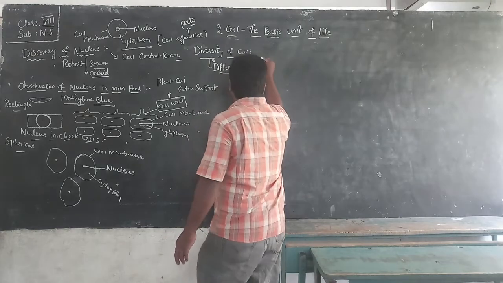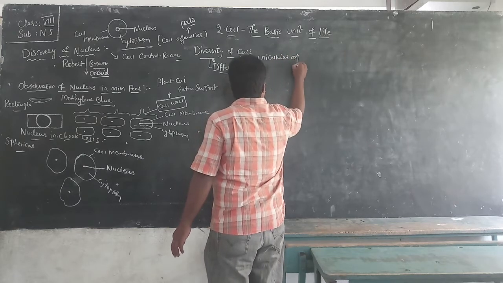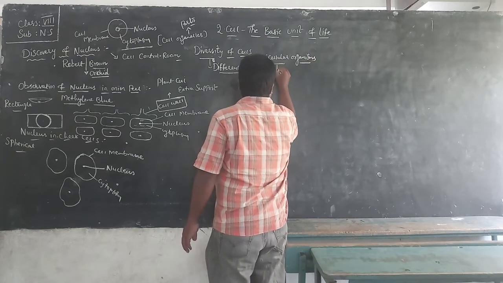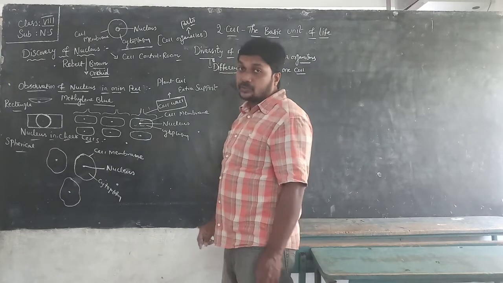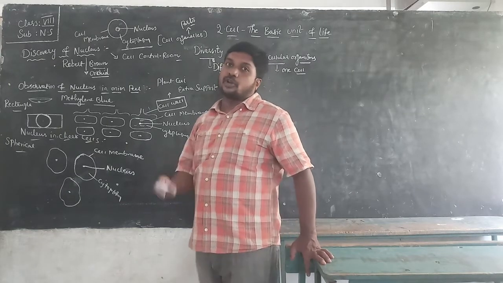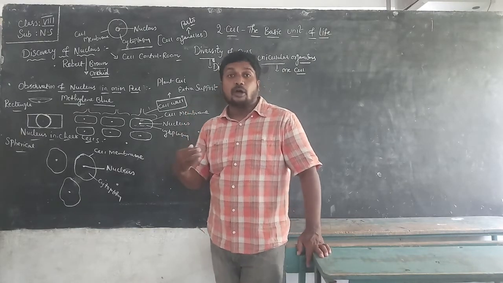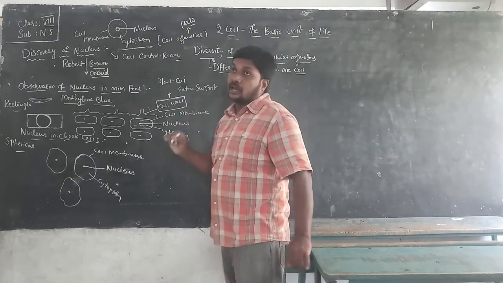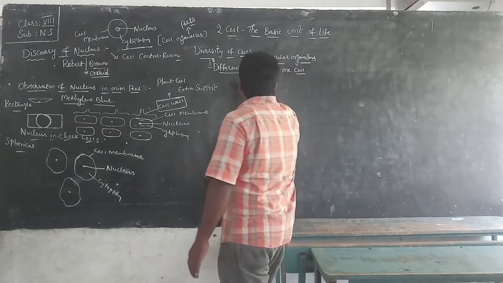Now I will explain about unicellular organisms. Unicellular organisms means the body is made up of only one cell. That's why they can be observed with the help of a microscope. If you observe multicellular organisms, we can find different cells, tissues, organ systems and organisms. So whether it is unicellular or multicellular organisms, cells can be observed with the help of a microscope.